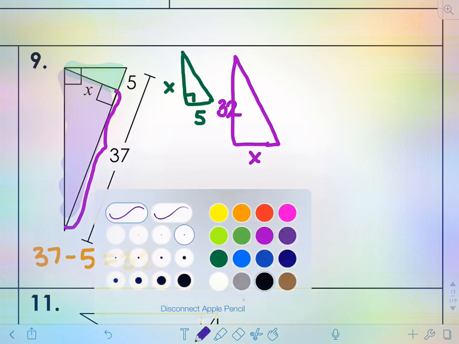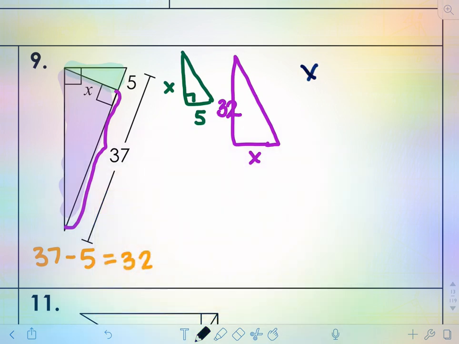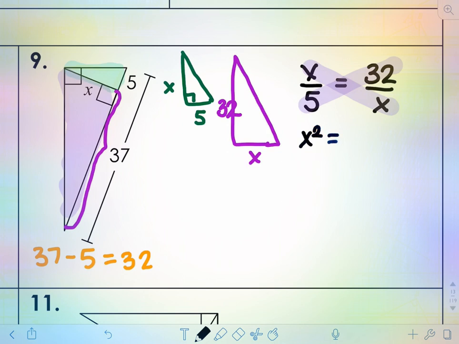Okay, so let's set up our proportion. We have x to 5 equals 32 to x. This is a proportion, so we're going to cross multiply. X times x is x squared equals 5 times 32. And then we want to get x by itself, so x equals the square root of 5 times 32. Okay, we can break this down.